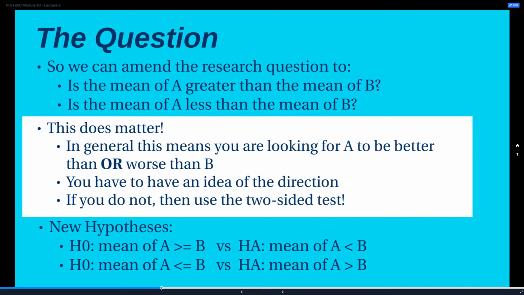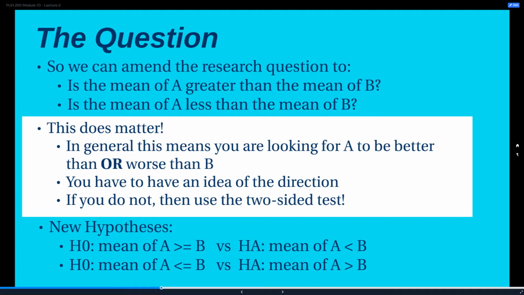A good example here is that this is frequently applied in clinical trials, where we're only concerned if the new drug A shows more improvement than the standard drug B. And in that case, we only look at the mean of A being bigger or greater than the mean of B. We do not use a two-sided test because we don't care if it's the same as or worse than B. We're only looking to see if it's better than.